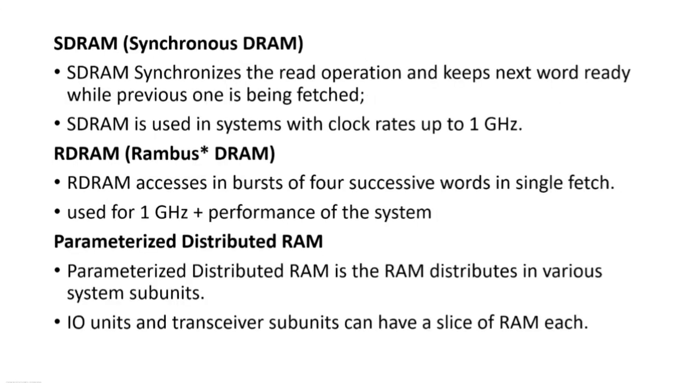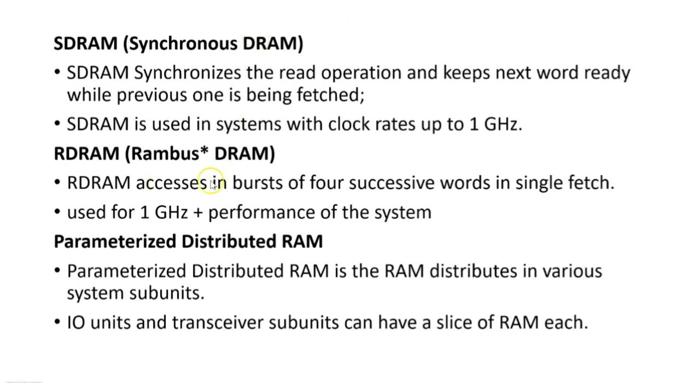Next type, synchronous DRAM. Synchronous DRAM synchronizes the read operation and keeps the next word ready while the previous one is being fetched. So it is more in a synchronous way. This data reading and writing is happening in a synchronous way. When one reading is happening, the other data is kept ready. SDRAM is used in systems with clock rate up to 1 gigahertz. So that is another classification of DRAM, synchronous DRAM.